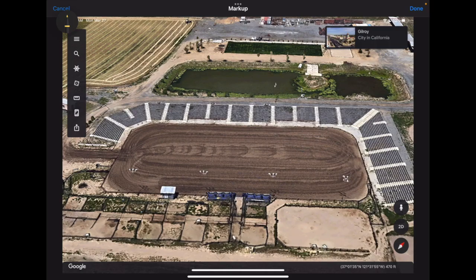This is the arena at Gilroy. And I know this arena really well because I shoot here every year. The lights here, here, here, here, and then the same on the other side. I think here, here, here, and then somewhere around here, I think.